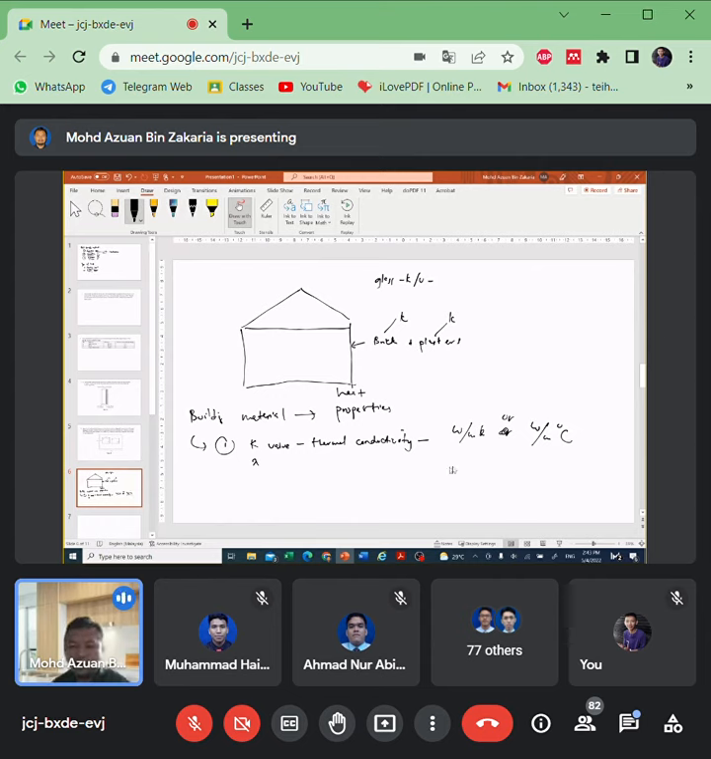So what is K value? For example, we have brick. Okay? How many watts can be transferred through the brick? For example, for the brick, how many watts can flow through a unit of brick? So each of the building elements has its own K value.